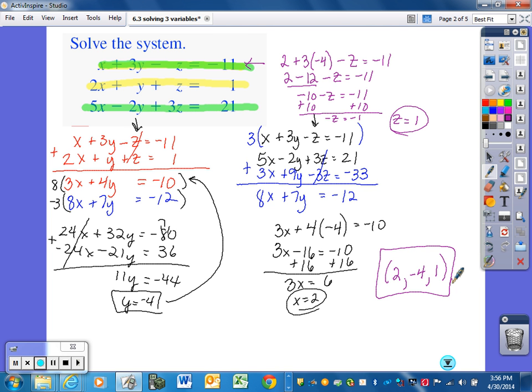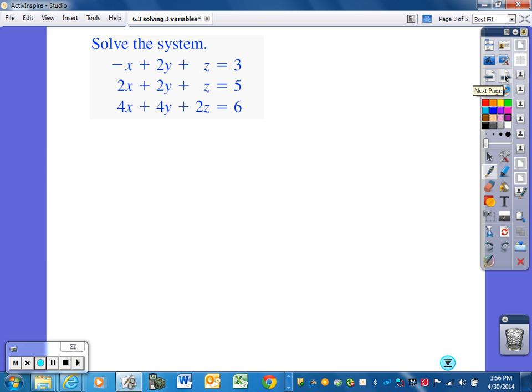Okay. Ready to try a second one? This time our system is negative x plus 2y plus z equals 3. And 2x plus 2y plus z equals 5. And last, 4x plus 4y plus 2z equals 6.